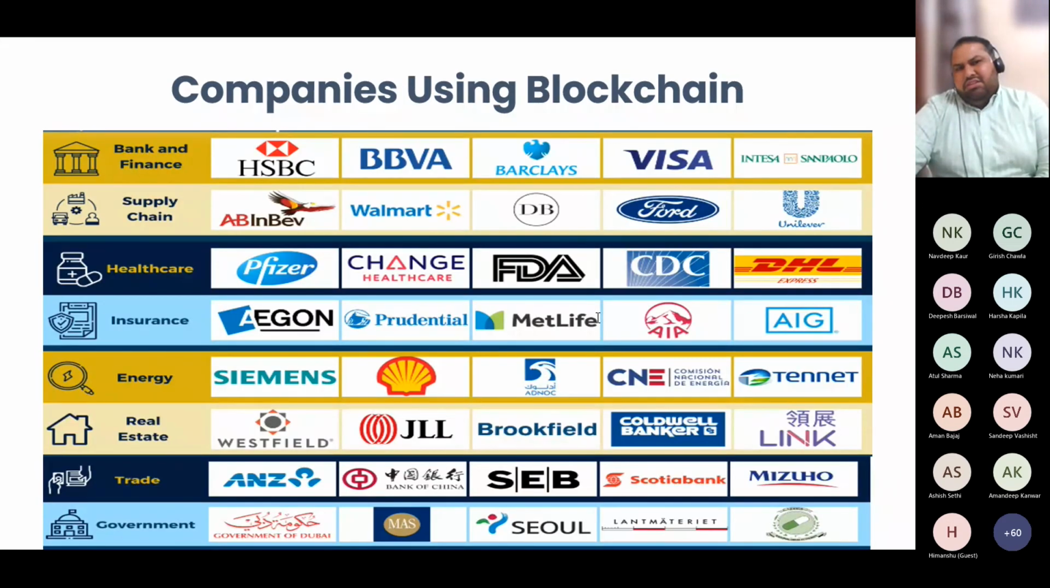So now come to the companies across the world who are using blockchain in various sectors. Various companies use blockchain in sectors like bank and finance, supply chain, healthcare, insurance, energy, real estate, trade, government, etc. Take an example: Walmart is a renowned company and everyone knows about it, and how they are using blockchain in their supply chain system.